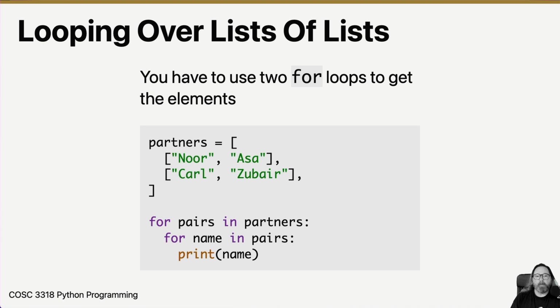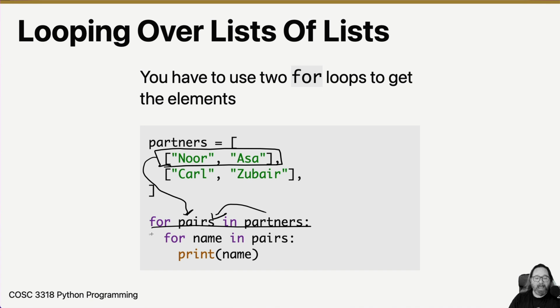When we want to loop over a list of lists, we need to use a nested for loop. Look at that. There's two for loops. This one is inside this. This one here is inside this loop here. So we kind of have to start wrapping our minds around this. So this outside loop, for pair in partners, the first value for pair is going to be this list here. So that list, Noor and Asa, is going to be assigned to pair.